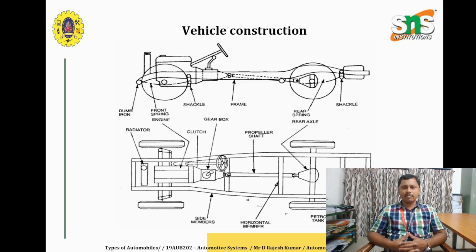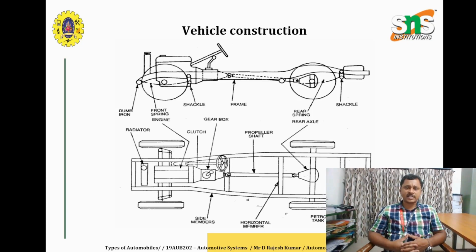The horizontal members are present in between the vertical members. You can see here the vertical members in between horizontal members are there like a ladder. In this vehicle construction, you can see the major components. The engine is the major component of a vehicle. The engine power is transmitted to the transmission, and from the transmission box to the differential unit, which is located in the rear axle of the vehicle, right?